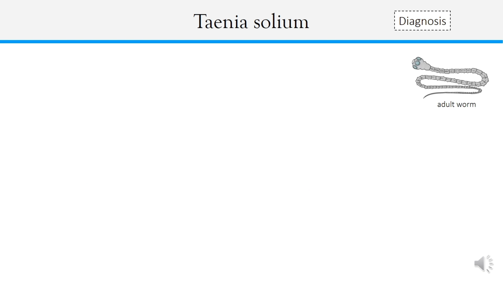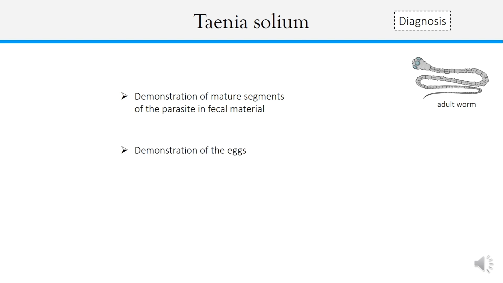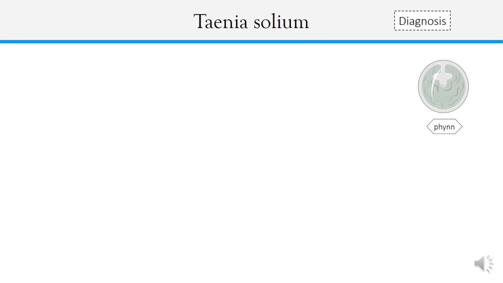How to diagnose this pathology? How to diagnose Taenia solium infection? One possibility is to demonstrate mature segments of the parasite in the fecal material. Also, one may try to demonstrate eggs, or another way of diagnosis is post-treatment demonstration of the scolex to confirm that the initial diagnosis was correct.